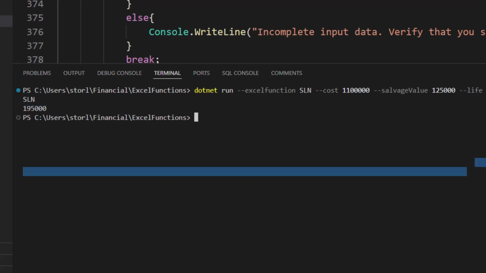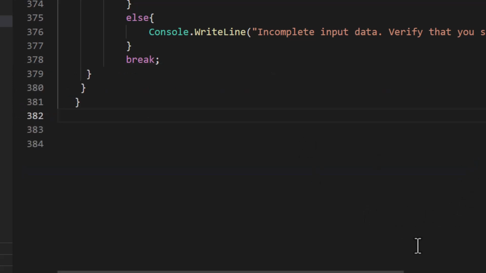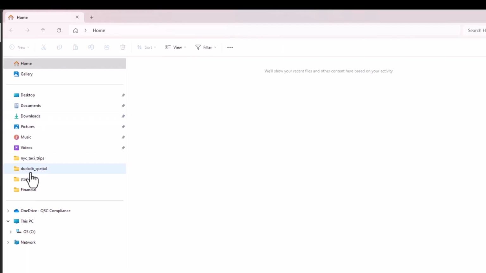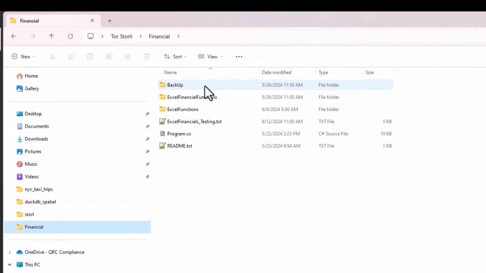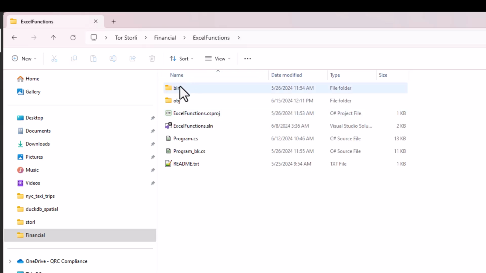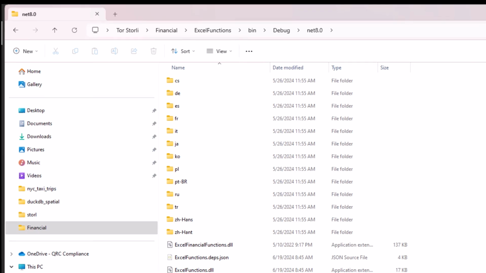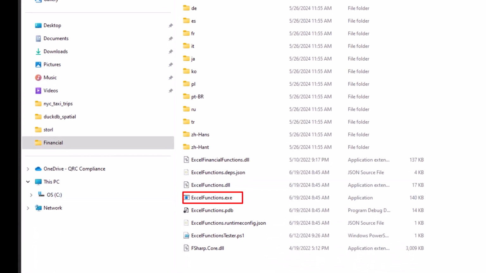Now, that may or may not be what you want because it's very slow. A faster method might be to use the compiled version of your code. So let's look at what that will look like. Let me open up a folder, and let's go to wherever I store this. So we'll go in here. That's probably okay. Go to bin, debug, and notice under here you have an executable, Excel function exe.